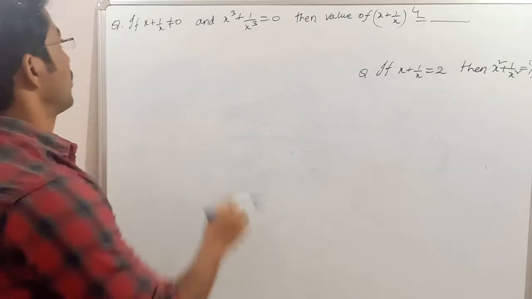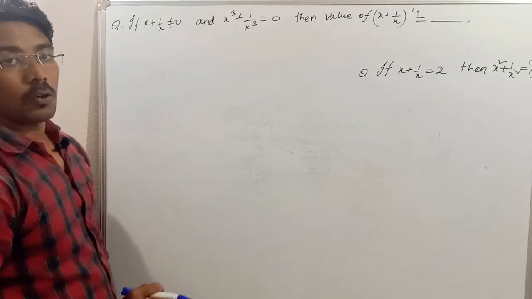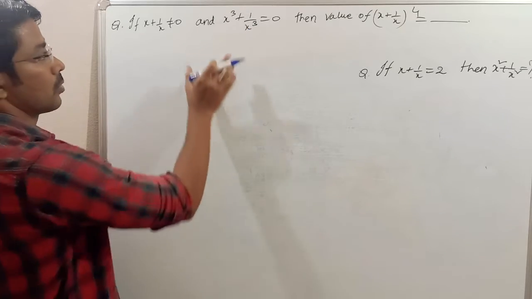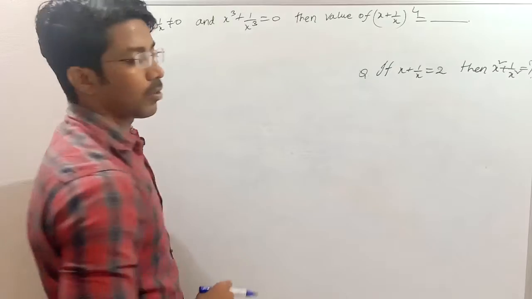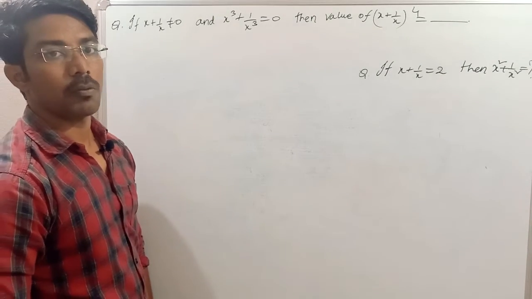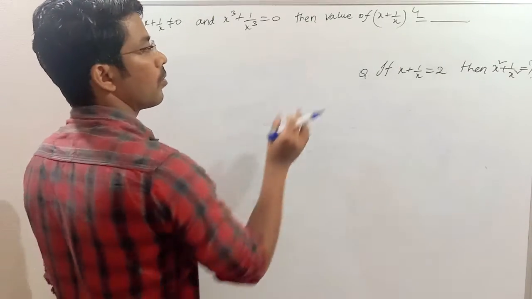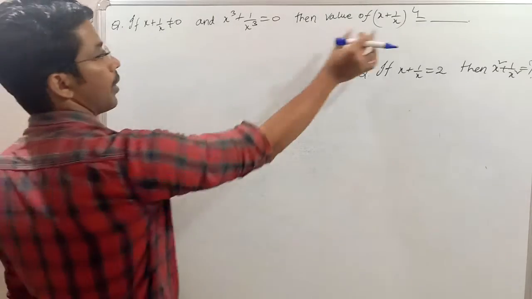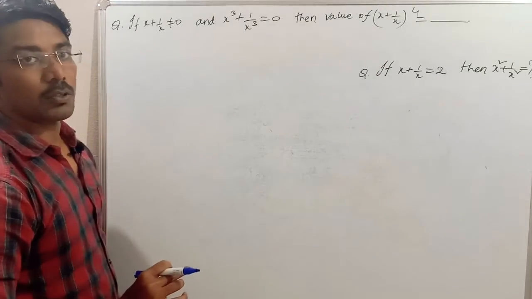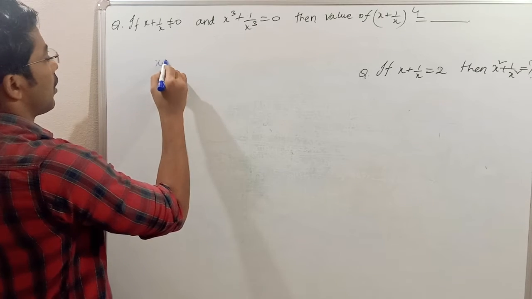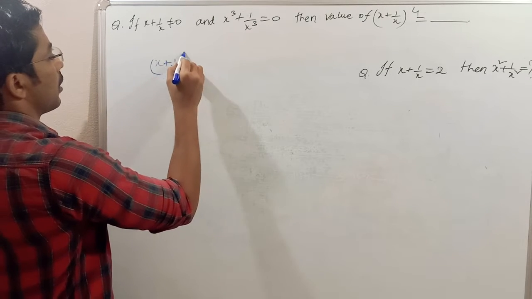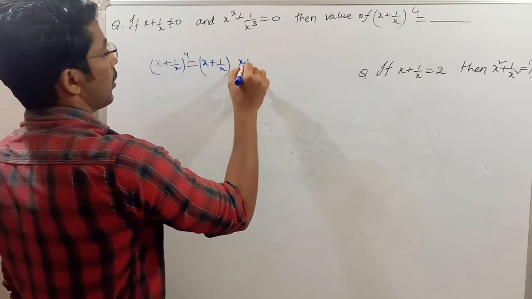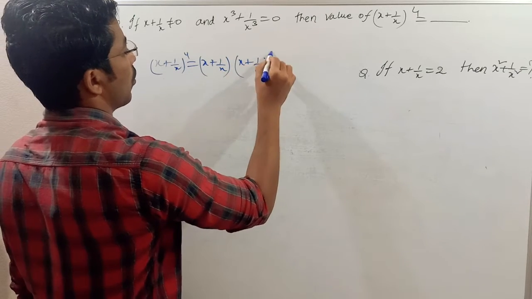Coming to the next problem: x plus 1 by x is not equal to 0, and x cube plus 1 by x cube is equal to 0. These are given and we have to find the value of (x plus 1 by x) whole power 4. In order to find this, first we have to find the value of x plus 1 by x. We can write (x plus 1 by x) whole power 4 as (x plus 1 by x) times (x plus 1 by x) whole cube.